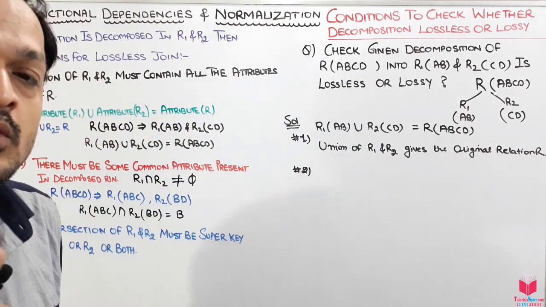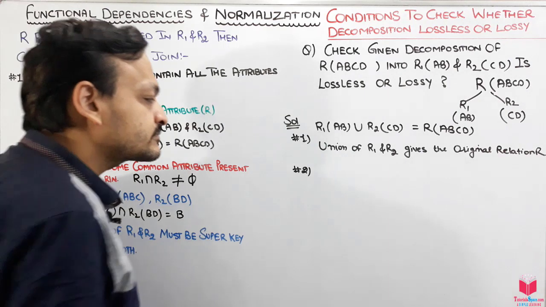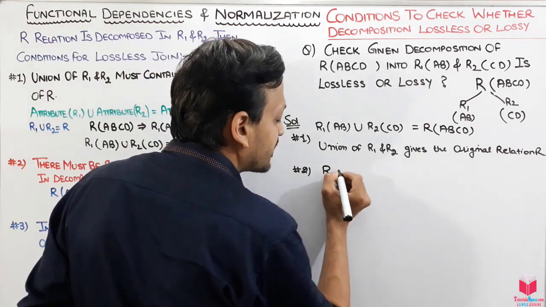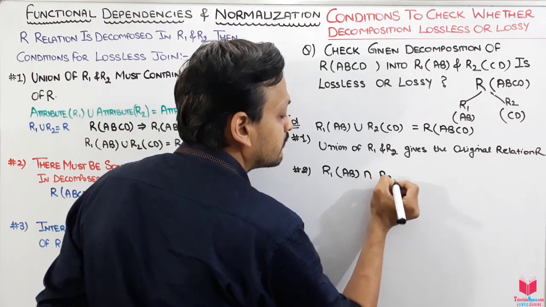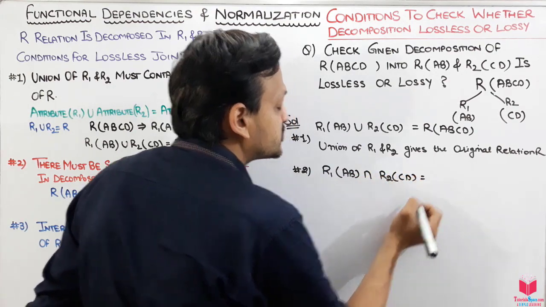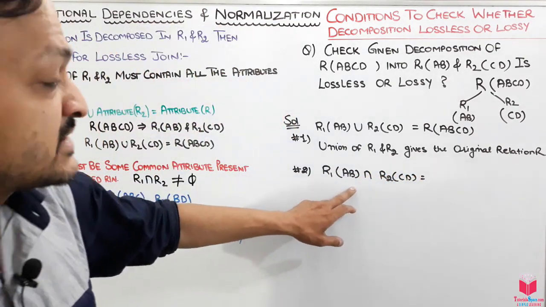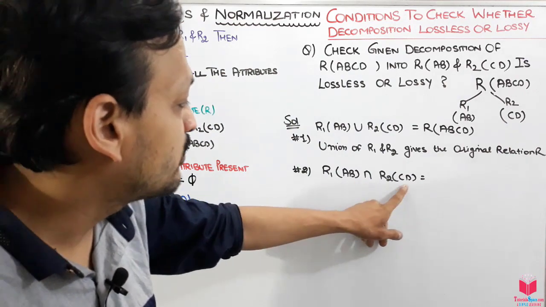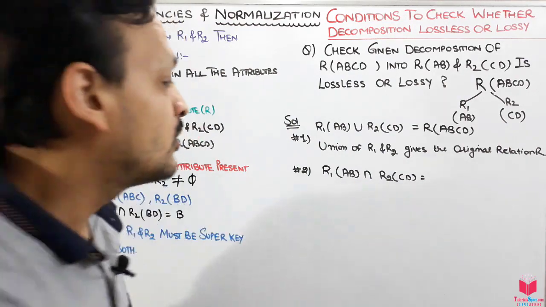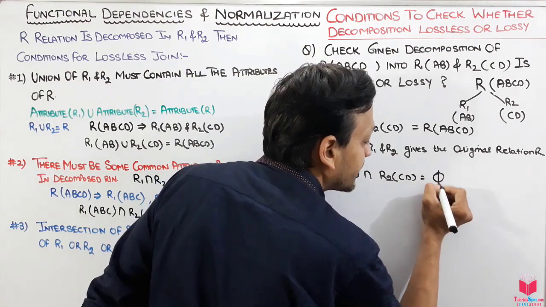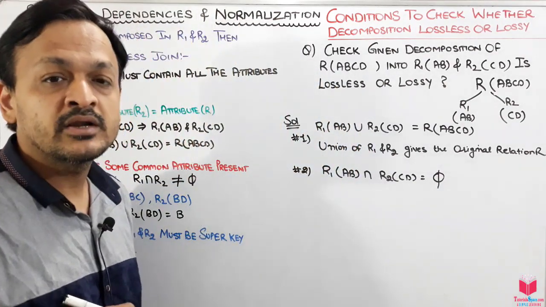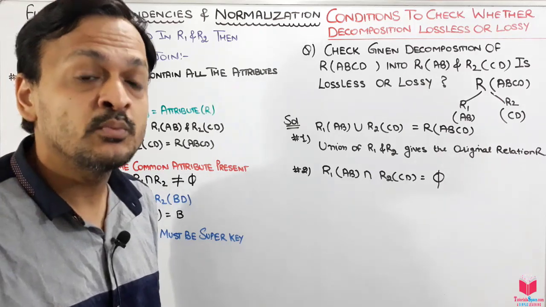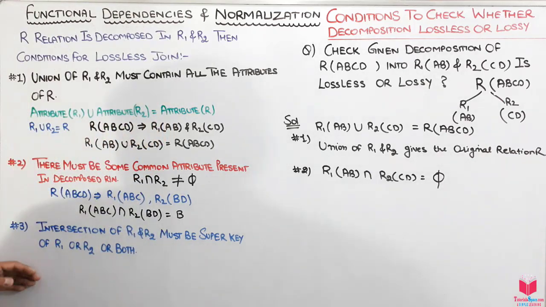Now move to the second condition, that says we have to take the intersection of R1 and R2, and there must be a common attribute. Let's see, we will take the intersection of R1 and R2. So what will we get? There must be some common attribute. AB is not common to CD. That means there is no common attribute, which is equal to phi. That is empty. So that means there is no common attribute. This means there is no super key. So we do not have to move to the third point.